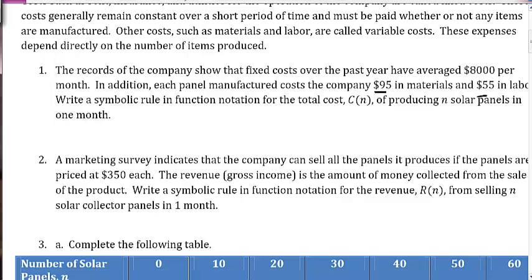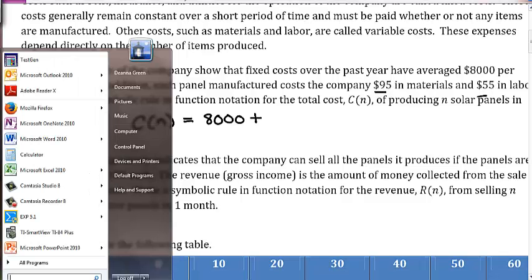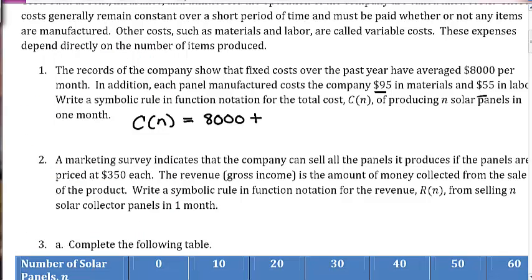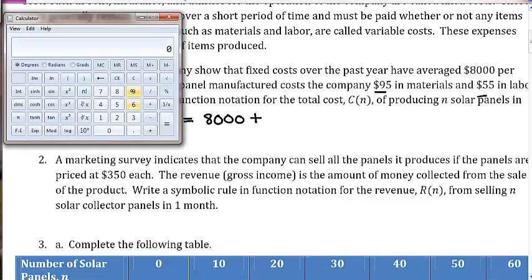We have the fixed costs, and that doesn't matter how many panels we make. So our cost is going to be C of n, and this $8,000 we have to pay no matter what. Plus, we have our variable costs that change depending on how many we make, and that's the cost in materials for each panel and the cost in labor for each panel. So each panel is going to cost us $95 for materials and $55 for labor. So we need to add those two variable costs together.